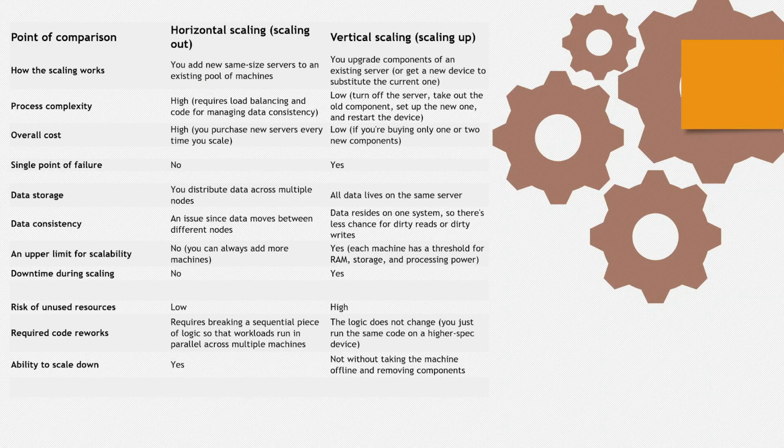Required code rework? Yes, in horizontal scaling, we'll have to write our code in such a manner that it can work across multiple systems in a distributed way. But in vertical scaling, that's not a concern. Our code will run on one single machine. Ability to scale down? Yeah, we can simply take the servers out, and horizontal scaling is scaled out. But in vertical scaling, we'll have to take the machine offline and remove the components.